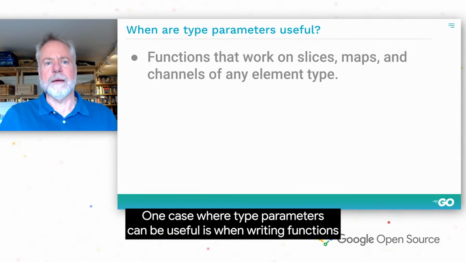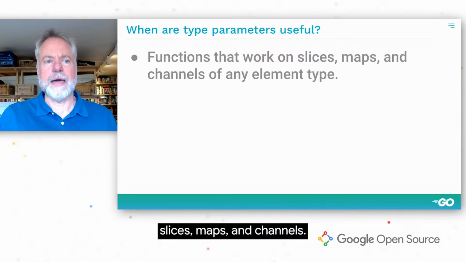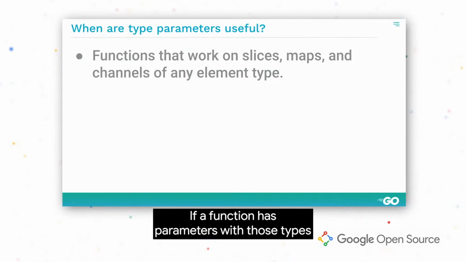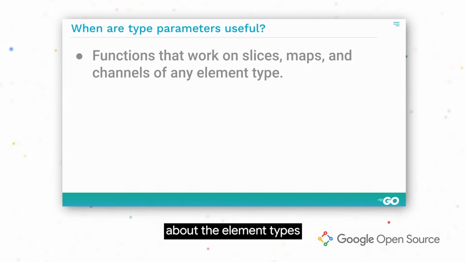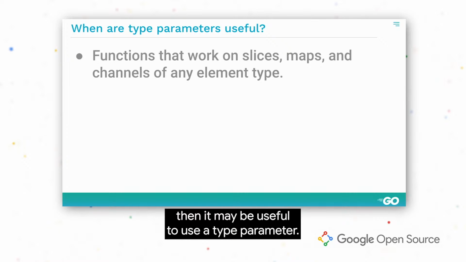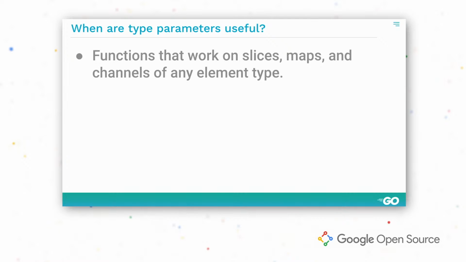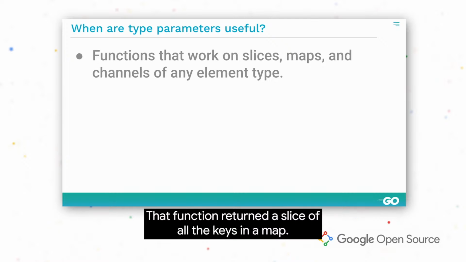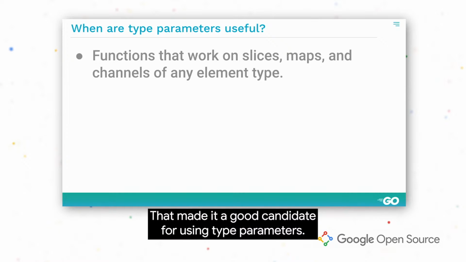One case where type parameters can be useful is when writing functions that operate on the special types that are defined by the language: slices, maps, and channels. If a function has parameters with those types, and the function code doesn't make any particular assumptions about the element types, then it may be useful to use a type parameter. For example, the map keys function that we saw earlier. That function returned a slice of all the keys in a map. The code didn't assume anything about the map key type. That made it a good candidate for using type parameters.